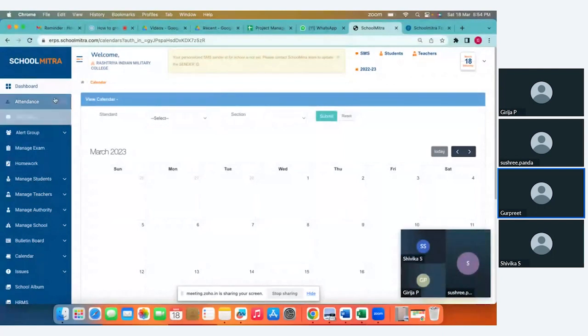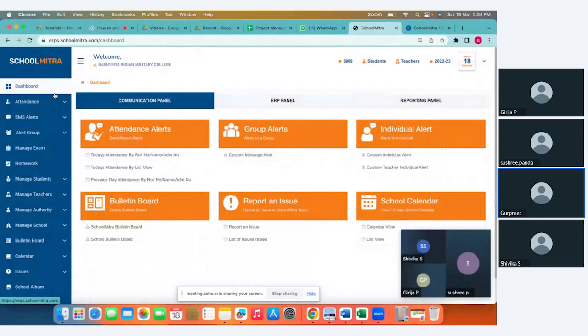So no more children giving you tantrums that we have lost the diaries, or we have lost certain circulars. Everything goes to the parents. It remains with them for the entire session.